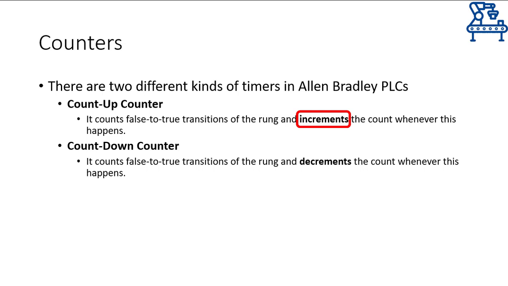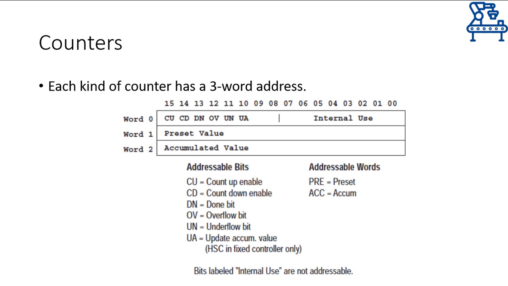However, the count up counter will increment its count whenever a false to true transition is detected, whereas the count down timer will decrement its count. Like timers, counters also use a 3-word address to store the information related to its working. And once again, Micrologix 1000 PLC has only one counter file, whereas several counters can be used with higher Micrologix processors and SLC processors. Anyways, the word 0 of the counter file will contain the status of the counter.